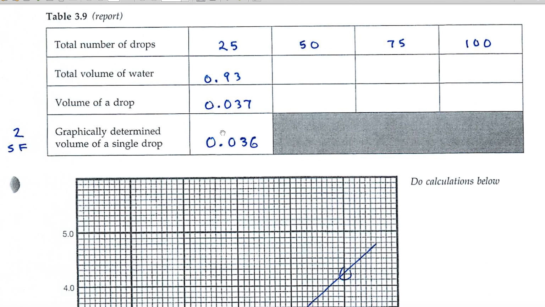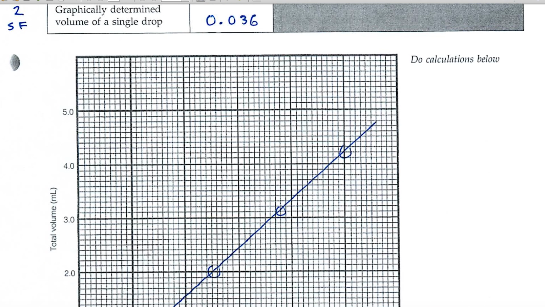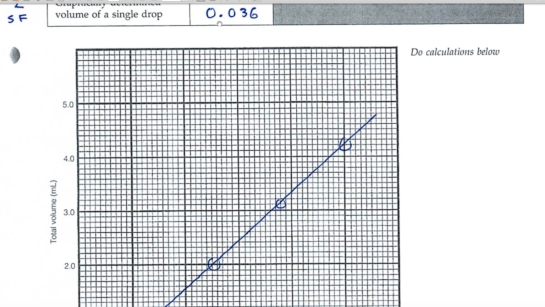And then there's a blank for the graphically determined volume of a single drop. It's important that you look for 2 significant figures here. If you have a whole bunch of significant figures, the grader knows that you really didn't use the graph. You used a mathematical determination to calculate this number. And we want you to use the graph. And the graph can only be interpreted to 2 significant figures. So make sure this number just has 2.